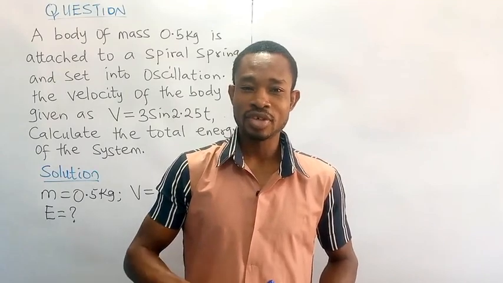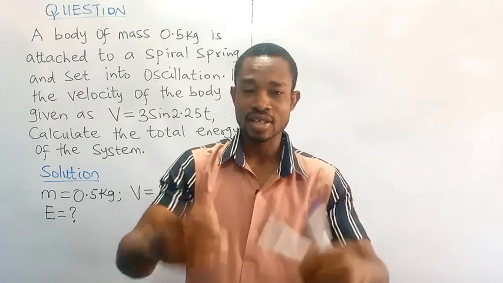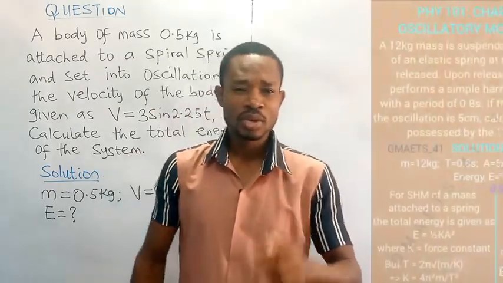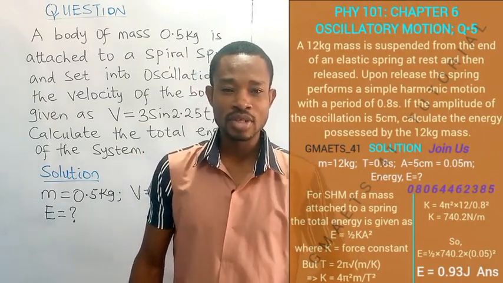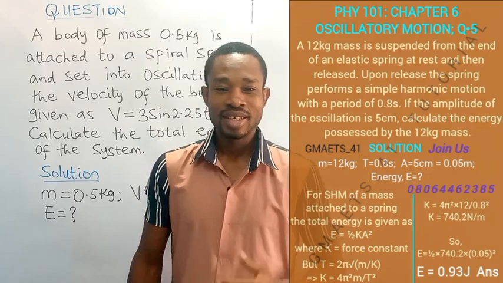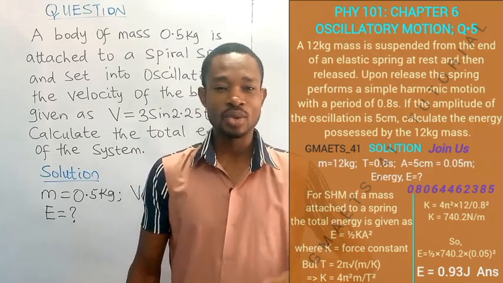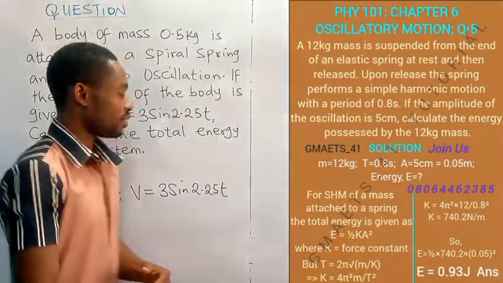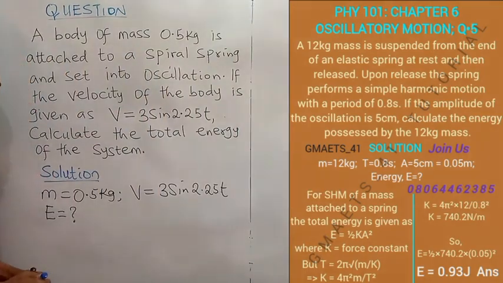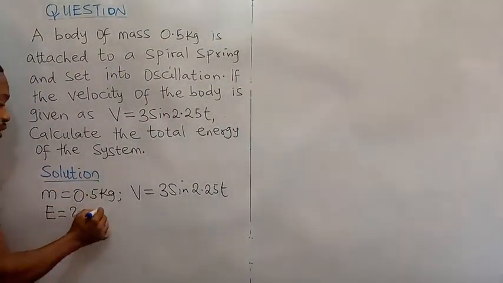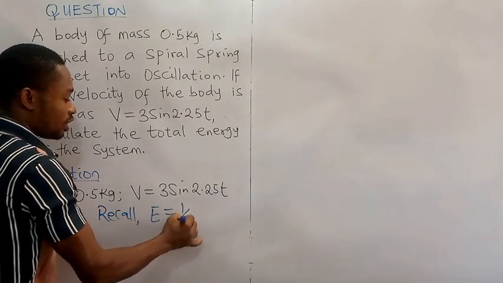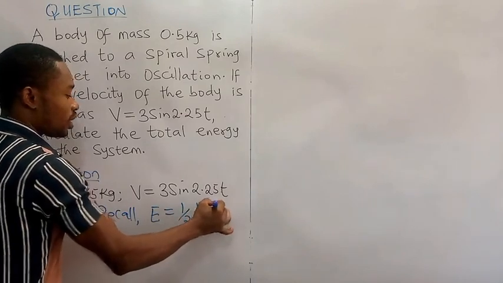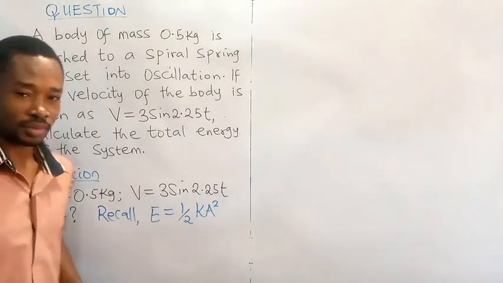In one of our previous videos, I solved something like that in a live stream session, one of the workbook questions from Unizik Physics 101. I explained how you deal with the concepts of solving for the total energy in simple harmonic motion. So I'd like you to recall that total energy is equal to 1 over 2 K a squared. This is the formula we need to use to solve this problem.